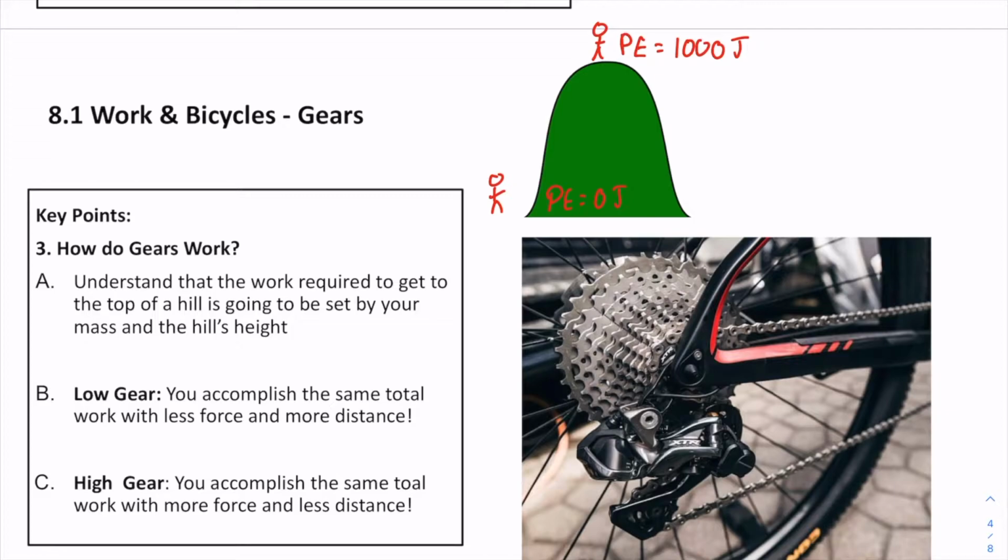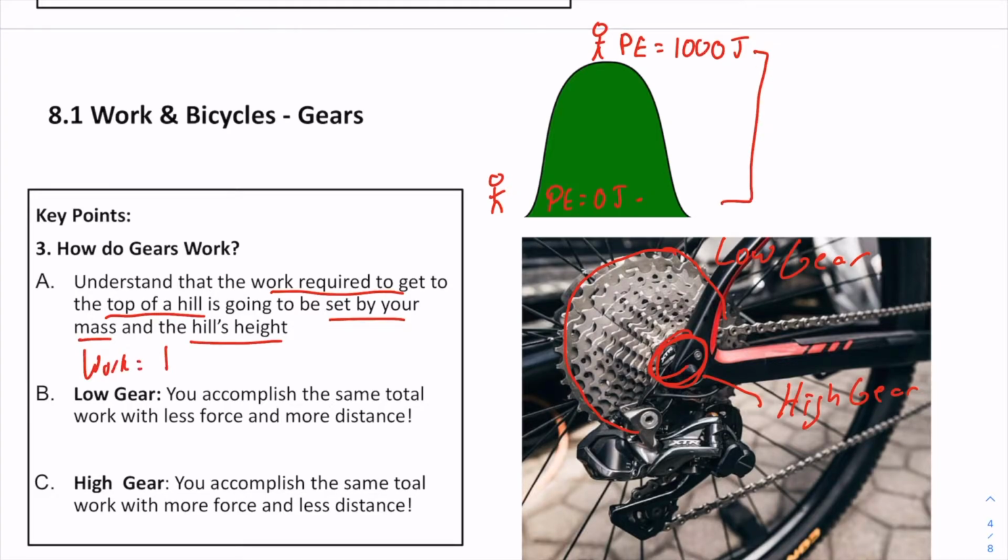So regardless of if you're in high gear, the physically large gear, or excuse me, low gear, or if you're in high gear, the physically small gear, regardless of what setting you're in, the change in energy to get from the bottom of the hill to the top is going to be the same. In fact, we'd say the work required to get to the top of the hill is going to be set by the mass and the hill's height, but that overall change in energy is going to be fixed. So we'd say work equals force times distance equals, in this case, 1,000 joules.